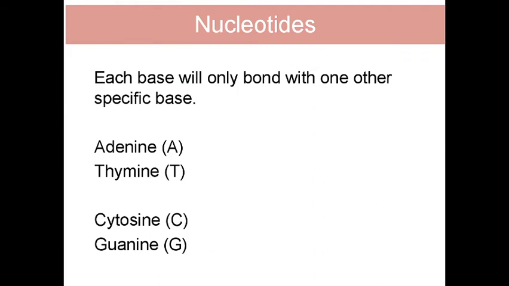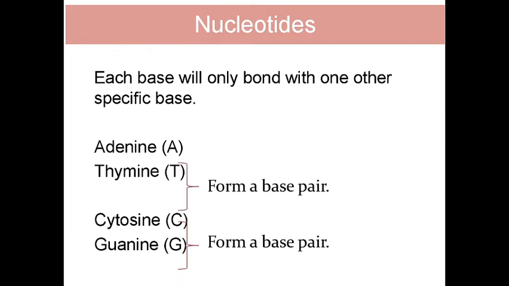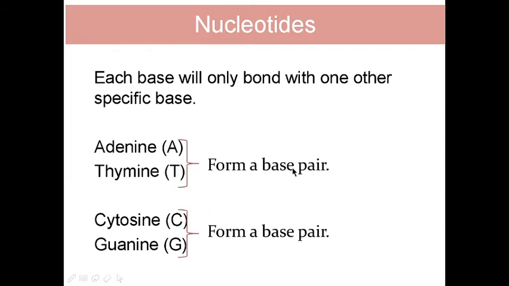Each base will bind only with a specific base. Adenine will always form a base pair with thymine, and cytosine will form a base pair with guanine. Adenine forms a double hydrogen bond with thymine. Cytosine forms a triple hydrogen bond with guanine.